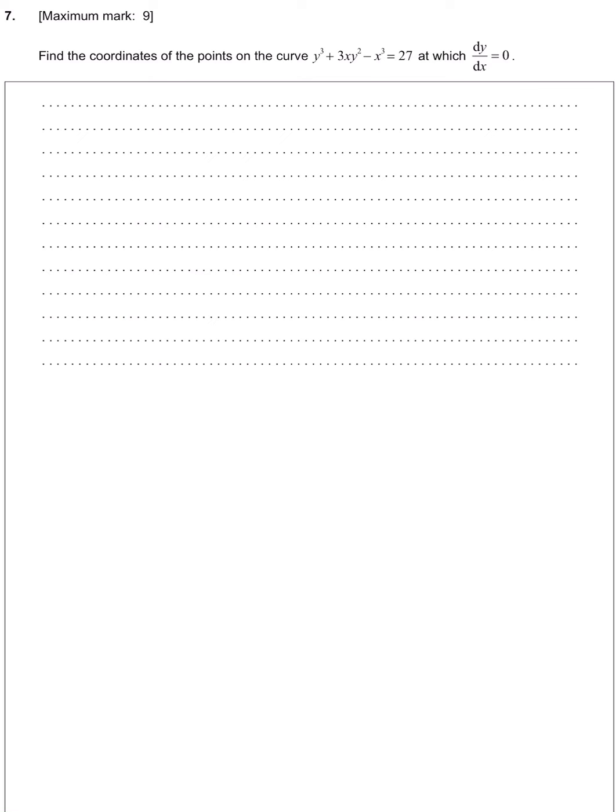Poya, how would you recognize this? I believe you have an implicit differentiation question when, normally, we have y defined in terms of x. Y equals 2x squared, y equals 3x. Here we don't have that. We have our function defined in terms of x and y. And we want to find the coordinates at which dy/dx equals 0.